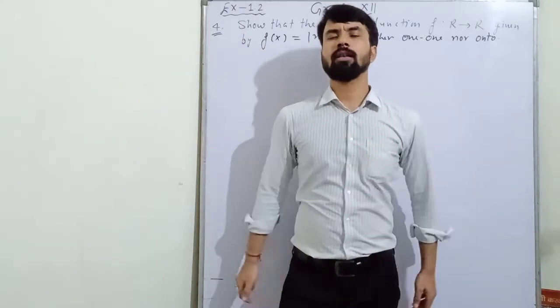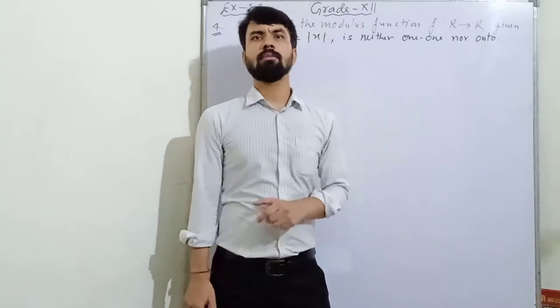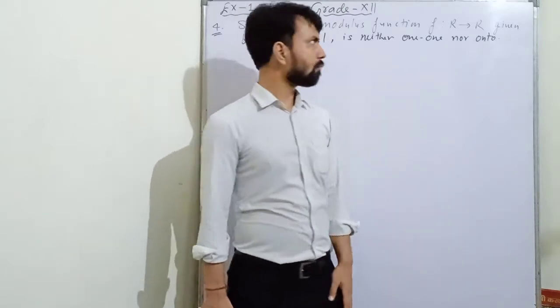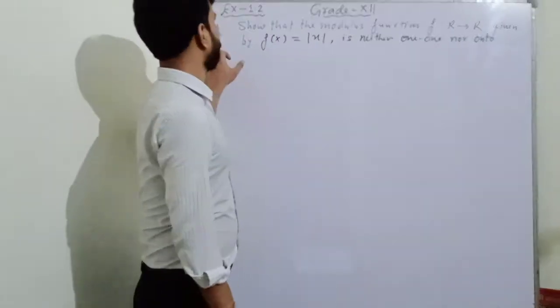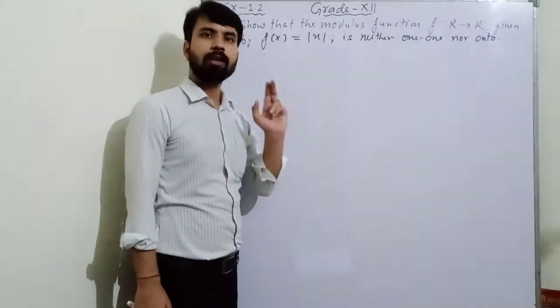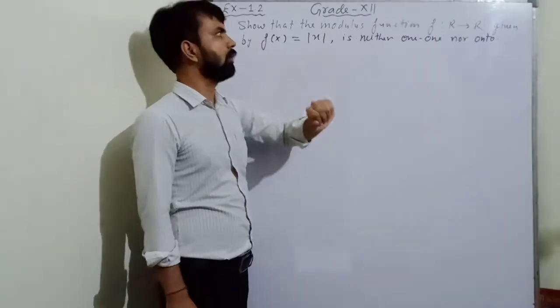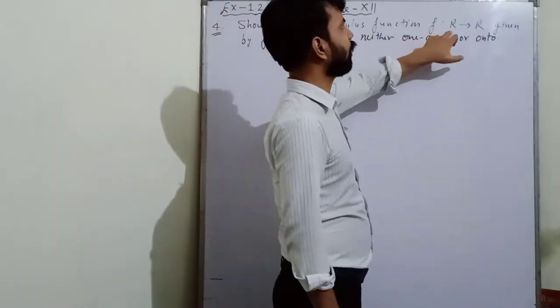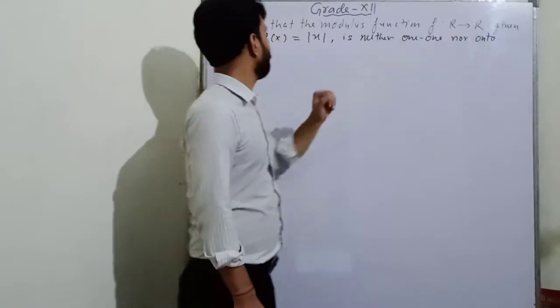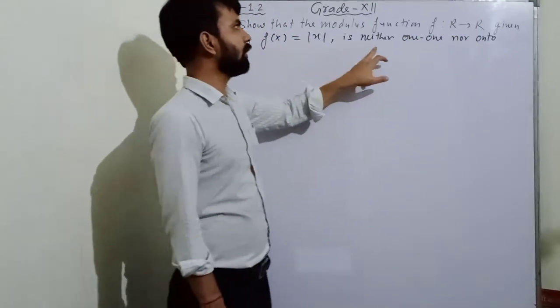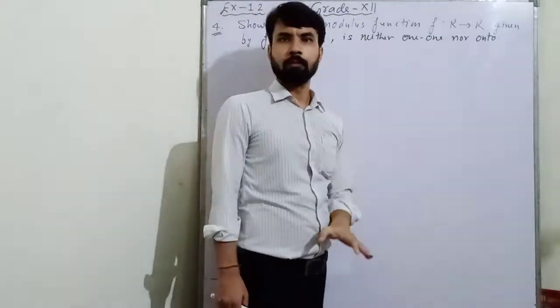Today I am going to explain the remaining sums of exercise 1.2. Clear? So question number 4 of exercise 1.2 is: show that the modulus function f from R to R given by f(x) = |x| is neither one-one nor onto.